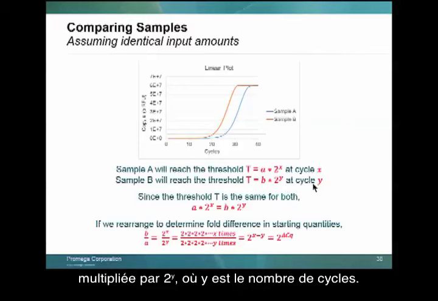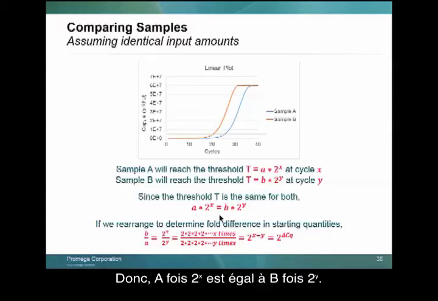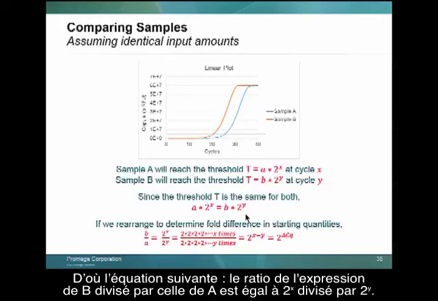is its cycle number. Because the threshold is the same for both sample A and B, we can set those two expressions equivalent. A times 2 to the x equals B times 2 to the y. And with a little algebraic manipulation, this comes out as the ratio of expression of B over A equals 2 to the x divided by 2 to the y.